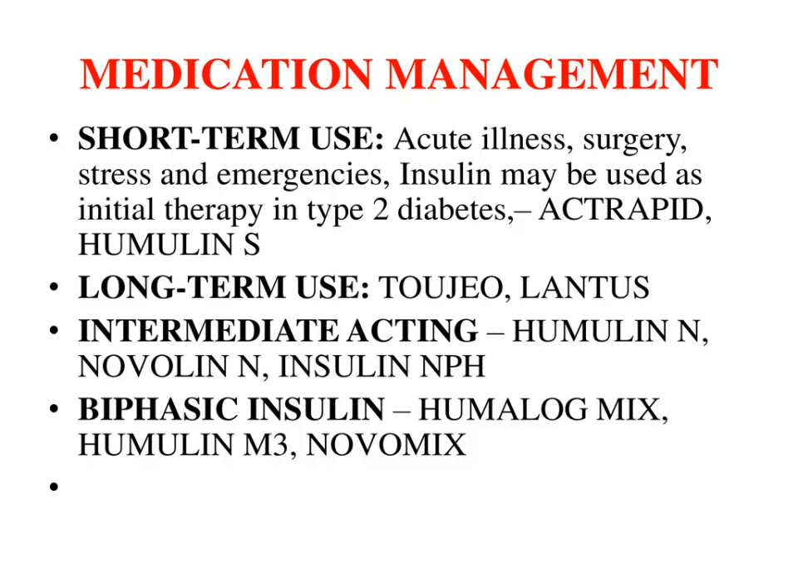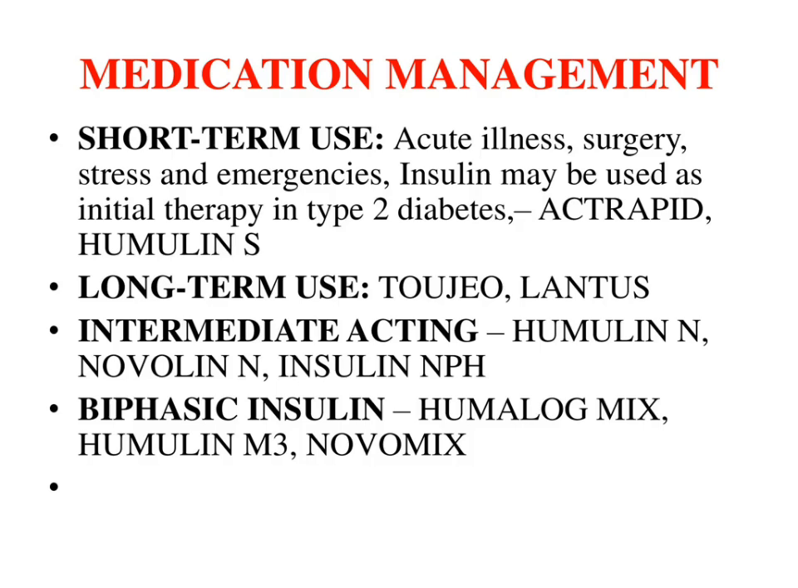Short-acting, long-acting and intermediate-acting. Short-acting is used for acute illness, any surgery, any stress and emergency situations like diabetic ketoacidosis. All those things we will use. That is Actrapid, Humulin. Long-acting: Toujeo, Lantus. Intermediate-acting: Humulin N, Novolin N, insulin NPH. Biphasic insulin: Humalog Mix, Humulin M3, Novomix. So these are the long-term use.